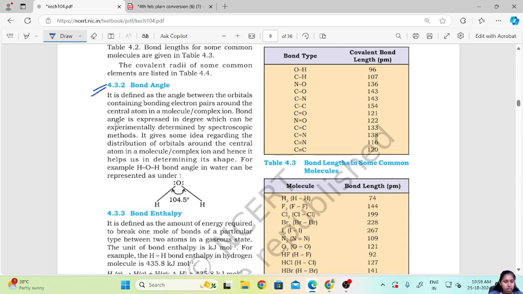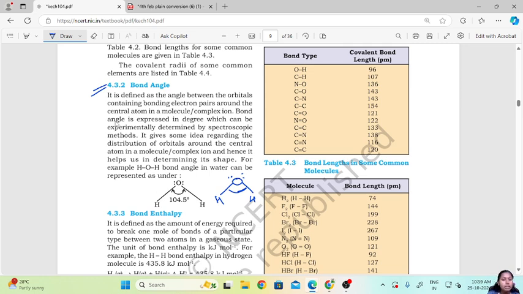Here water is the example that they have taken. Here oxygen is the central atom and it is connected to two hydrogens, and you have two lone pairs or unbonded electrons. Because of these unbonded electrons, there is repulsion, due to which instead of a linear structure you have a bent structure, and this bent structure has an angle of 104.5 degrees.